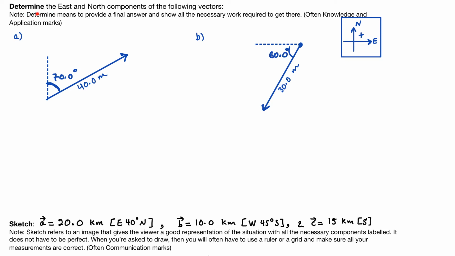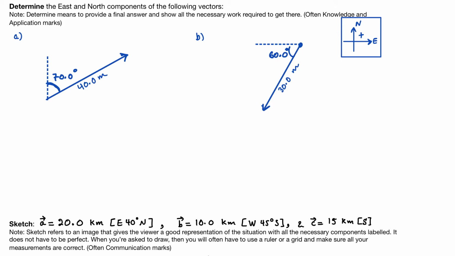Note, when we use the keyword determine, we're saying this means to provide a final answer and show all the necessary work required to get there. So we need to make sure that we are showing all the work and not just writing a final answer.